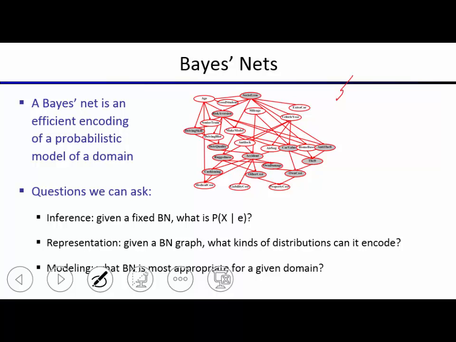Questions we can ask about a Bayes net are the same questions we can ask about a full joint distribution. What is the answer to some conditional probability query? We can ask other questions. Given a graph, what kind of distributions are compatible with that Bayes net graph? That's the kind of question we'll answer today.